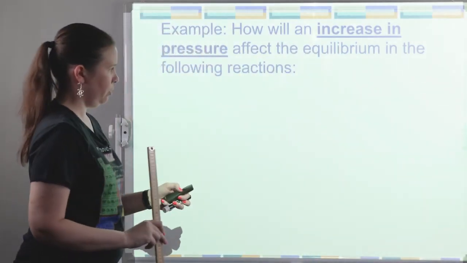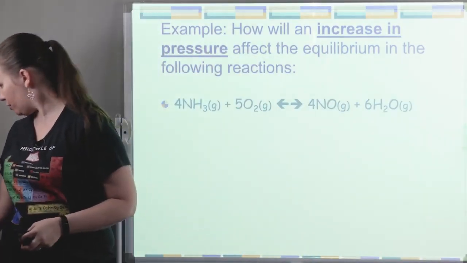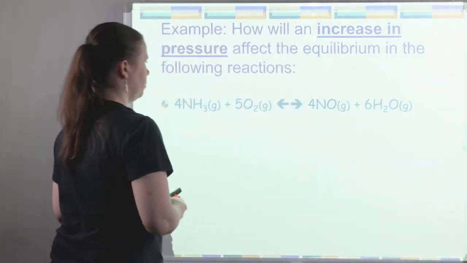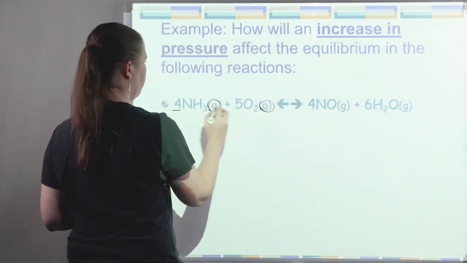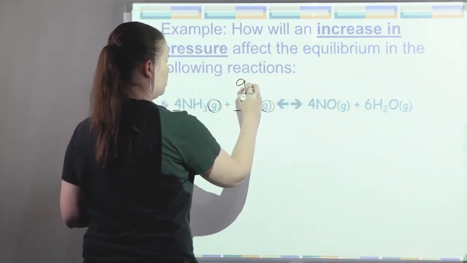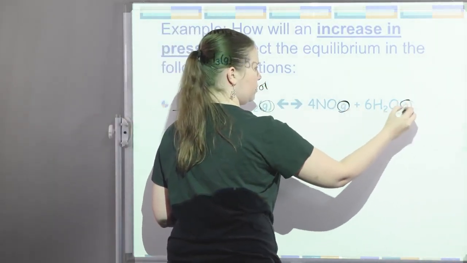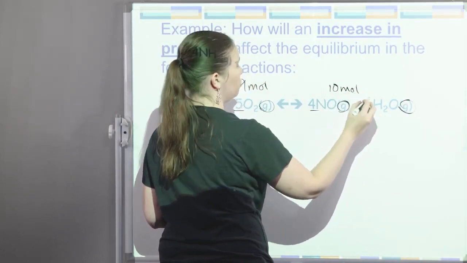So with pressure, we want to consider the number of moles. So let's determine that first for this reaction. On the left-hand side, first thing I want to do is make sure that they're all gases, and they are this time. So I have 4 plus 5 is 9 moles. And I have, again, all gases. So 4 plus 6 would be 10 moles.